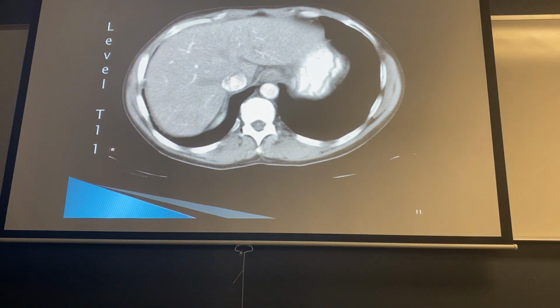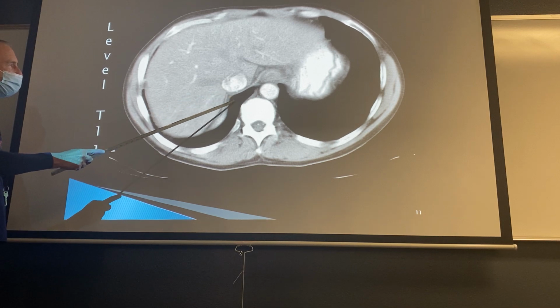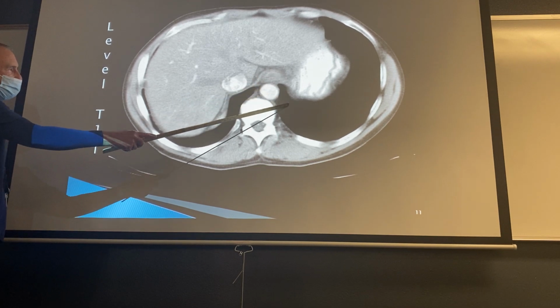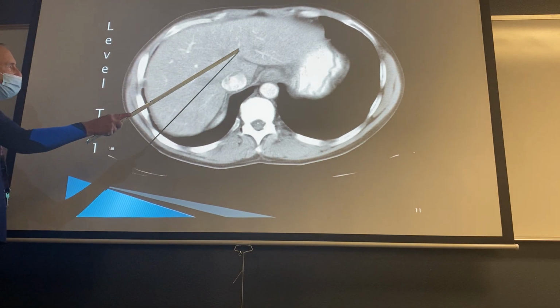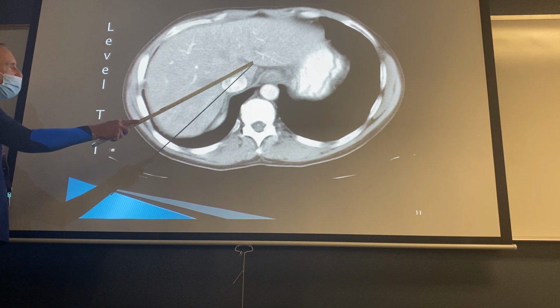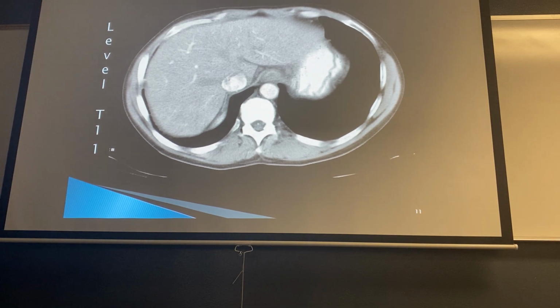Continuing down, we have the beginning of the porta hepatis right over here. We have IVC. We'll talk about this a little bit more later on, called the crus of the diaphragm and kidney and things like that. But right here you see basically that opening along the medial aspect of the liver called porta hepatis.